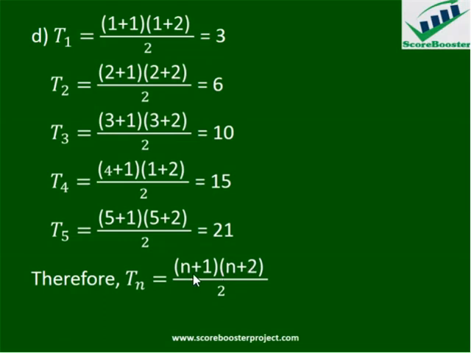So 21 multiplied by 22 divided by 2 will be 21 multiplied by 11. And 21 multiplied by 11 is 231. So T20 is 231.